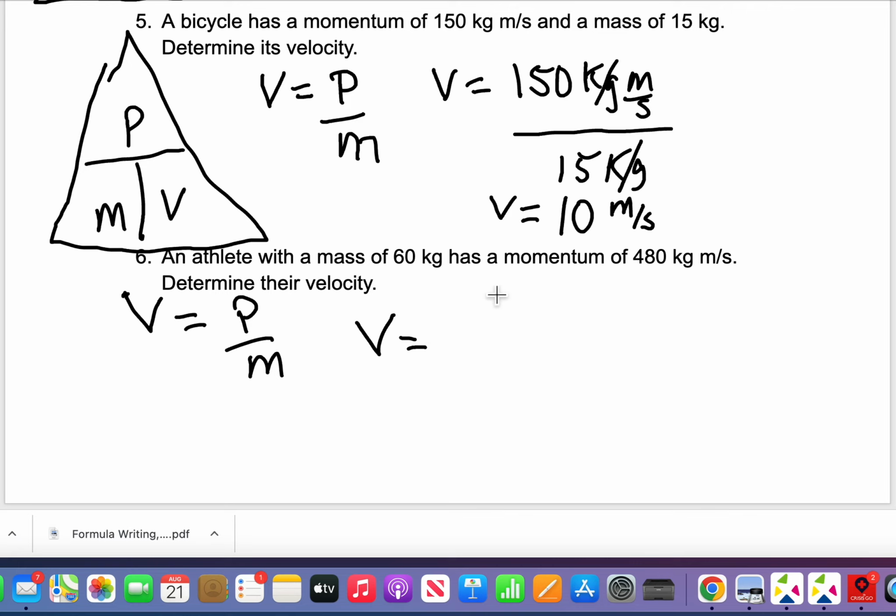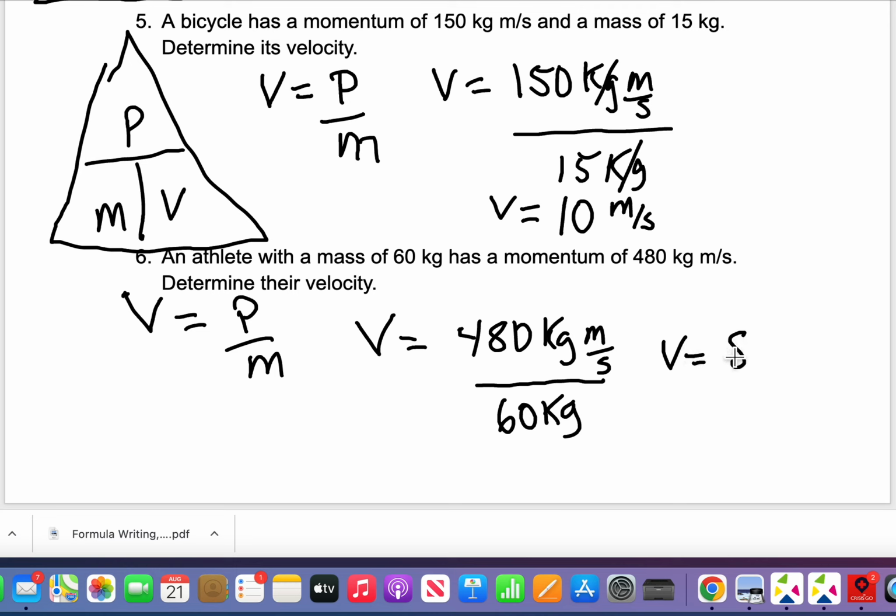So which one is P, momentum? That's the 480 kilograms meters per second. We're going to divide that by the mass, which is 60 kilograms. So if we take 480 divided by 60, that gives us 8. That's 8. And then the units, kilograms, would cancel, and that leaves us meters per second. And that's how you would do these momentum types of problems. That's it.